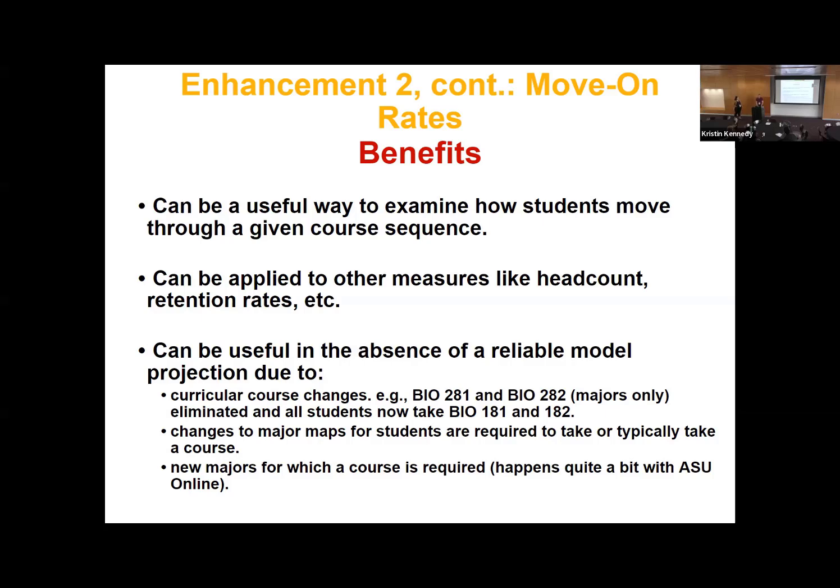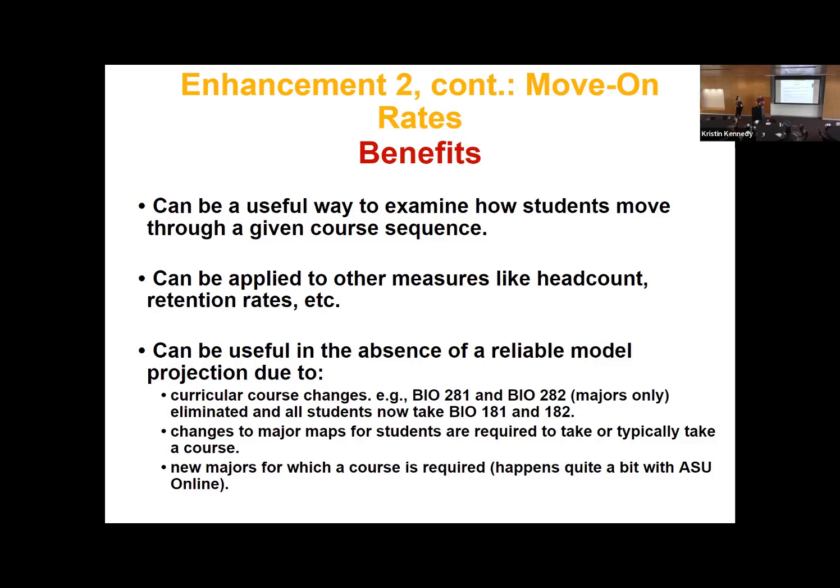And we can apply it to other measures like head count. Like our head count input for our model projection for immersion, this is exactly what we use. Except we sort of flip it from our FYS and transfer and look at that in terms of, we translate it into freshman, sophomore, junior, senior using just regular census data and looking at the move on rates from one fall to the next term, and you can use it for retention.